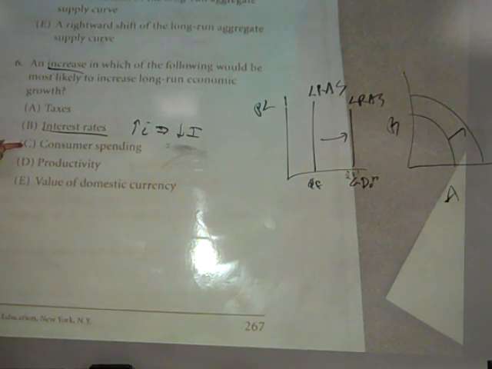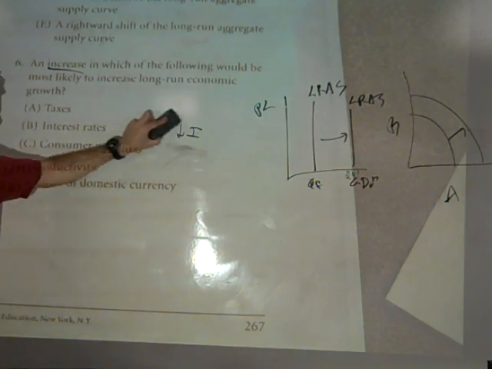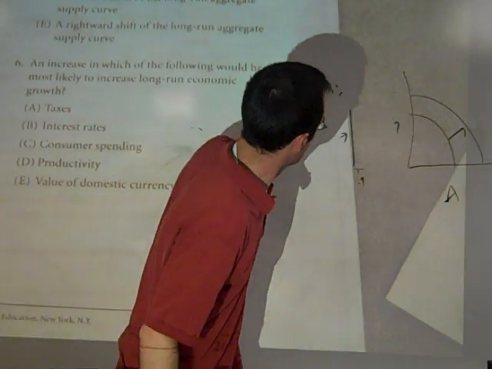Consumer spending is a determinant of aggregate demand. That's a short-run phenomenon. Ooh, productivity, that's better resources, right? More productive laborers, more productive capital, more productive land. That's better. More or better resources. I like productivity. And then I don't like E. So I like D there. All right, 9 more questions.